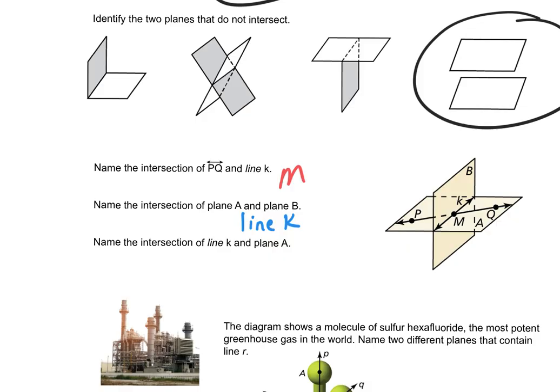So this entire line is intersecting that entire plane, okay? And there are many points on it. M would be one of those points, but there'd be multiple points, and so it would be line K. And that's where that one is kind of tricky, because line K lies right on top of plane A.